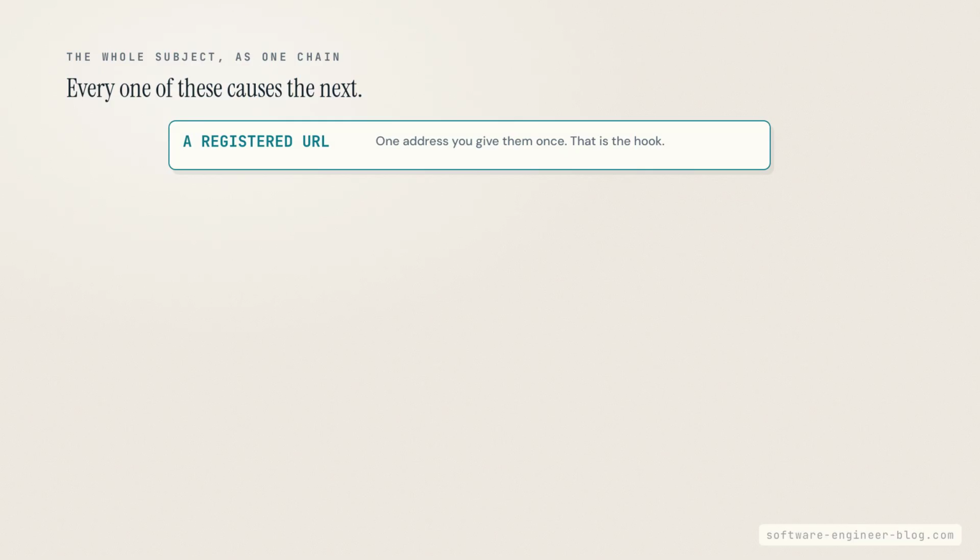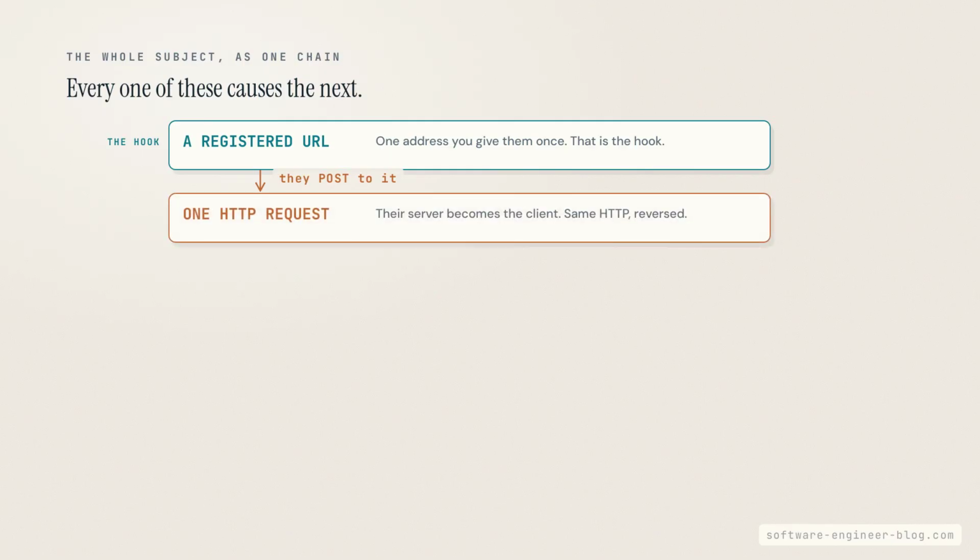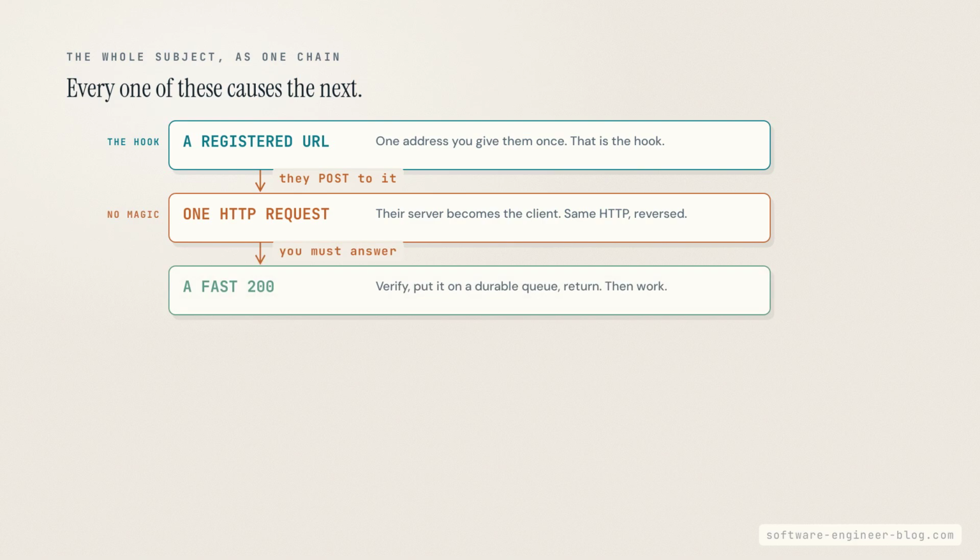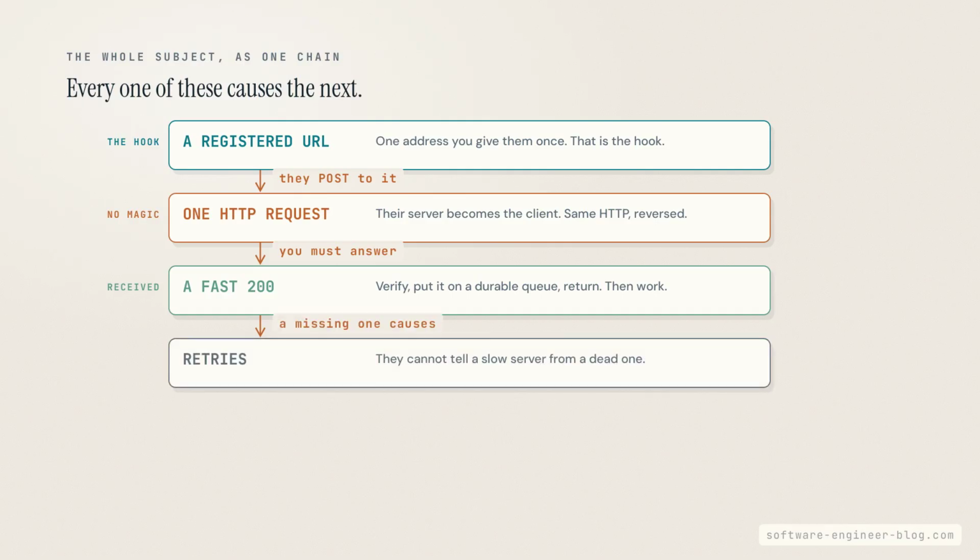The whole subject as one chain, where each thing causes the next. You register one URL. That address is what the word hook names. They post to it, which is one ordinary HTTP request. Their server becomes the client, yours becomes the API. You must answer, and you answer with a fast 200. Verify, put it on a durable queue, return, and do the real work afterwards.